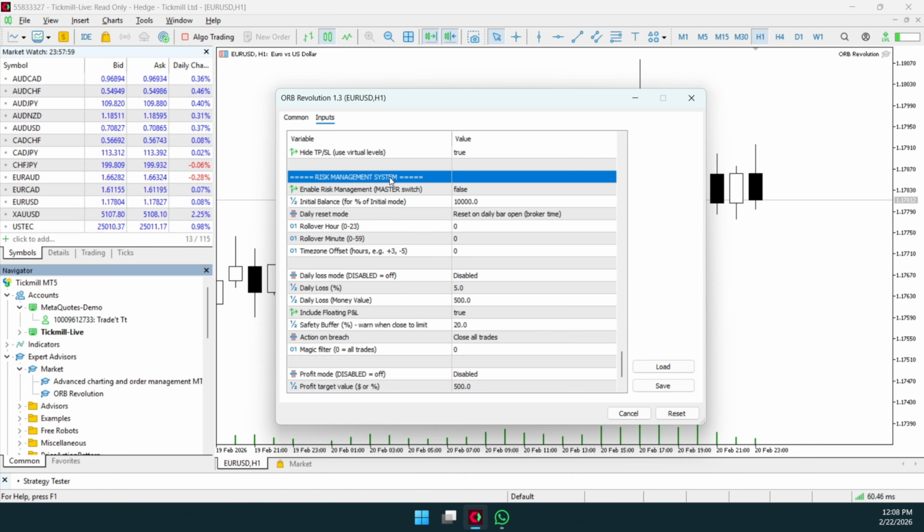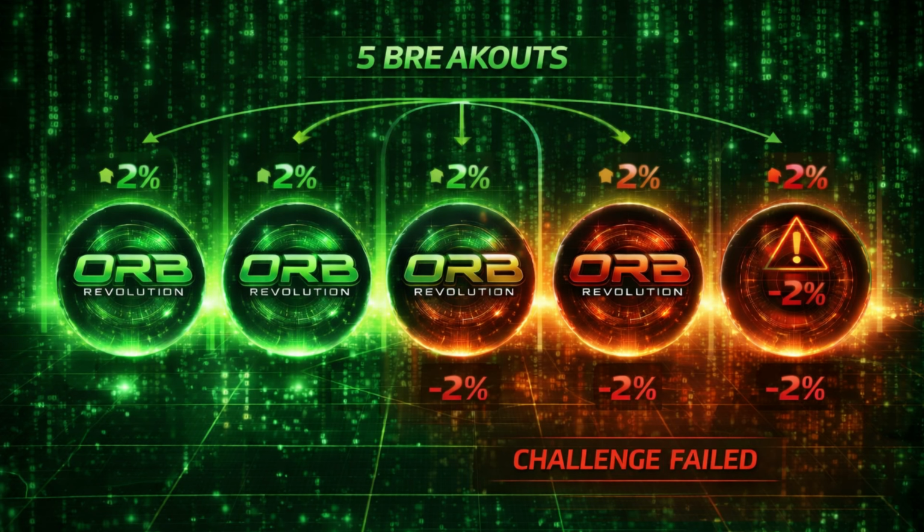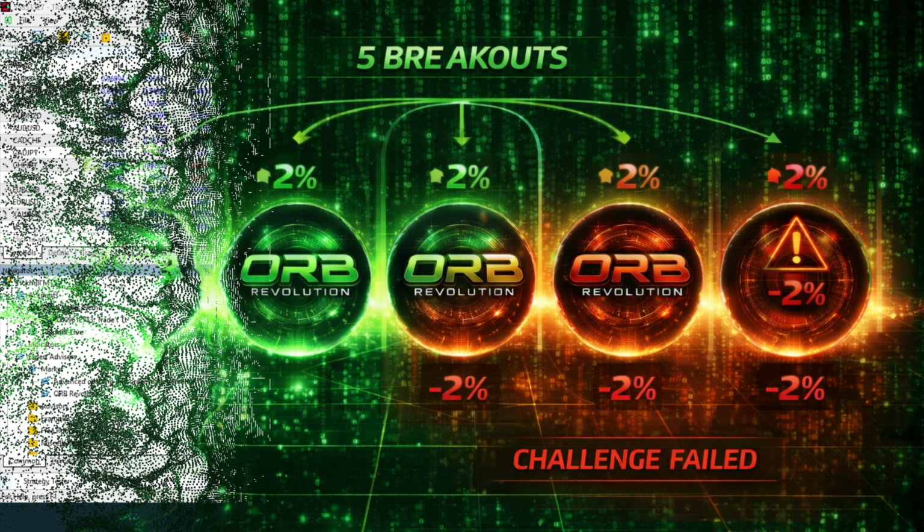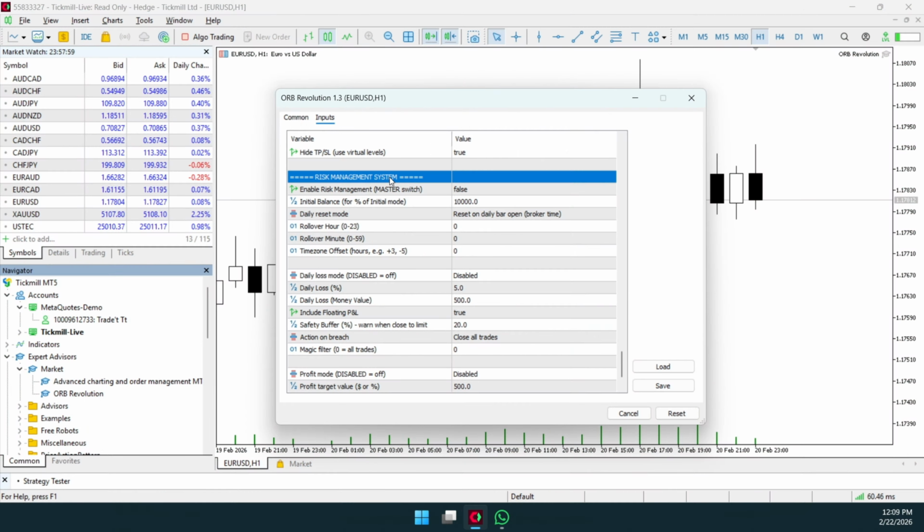So let's take an example. You have 5 different ORBs that are running. Each ORB has 2% per trade. So usually during a day, you're going to expect around 5 trades, 5 breakouts. So you're taking approximately 10% risk on your account. For whatever reason, 3 of those trades are in red, and you are losing your challenge. Here is where the risk management system comes into play.